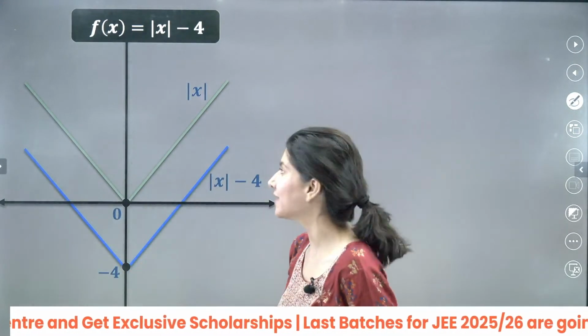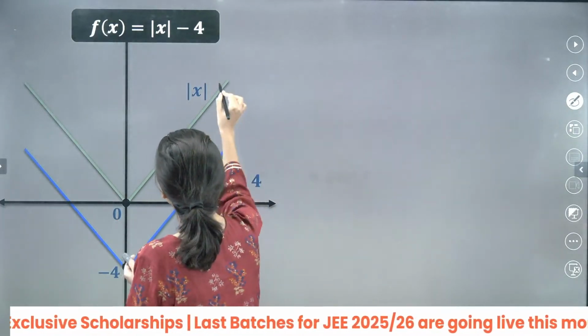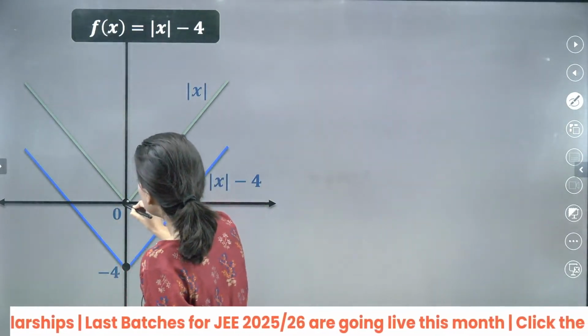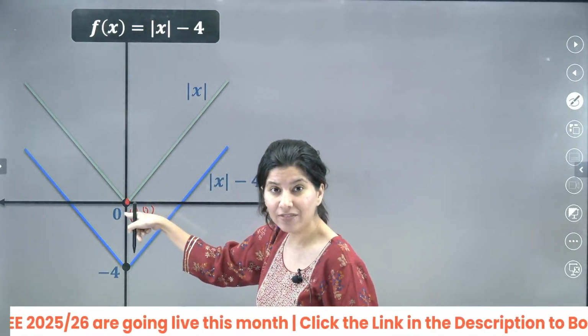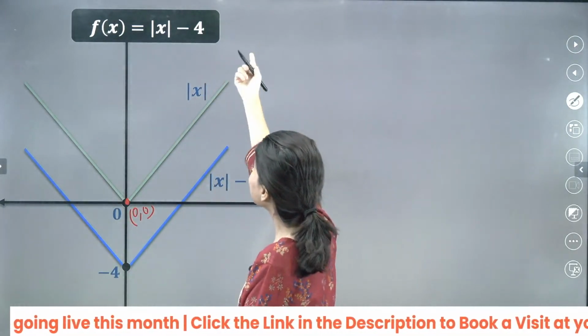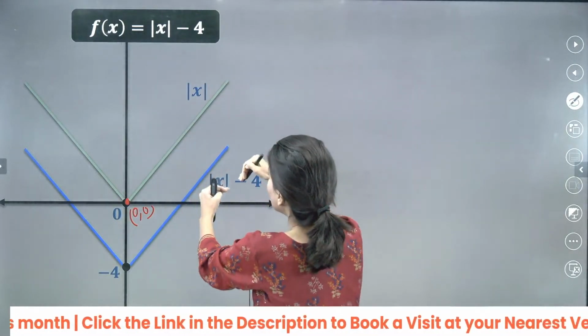Mod x minus 4. So you know how the graph of mod x looks like? V-shaped, and it is passing through the origin. The V point will be at origin. So this is mod x. Now mod x minus 4.